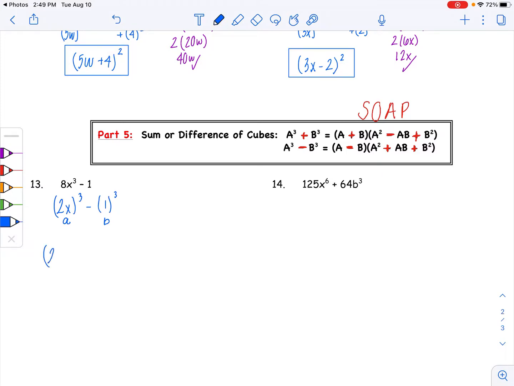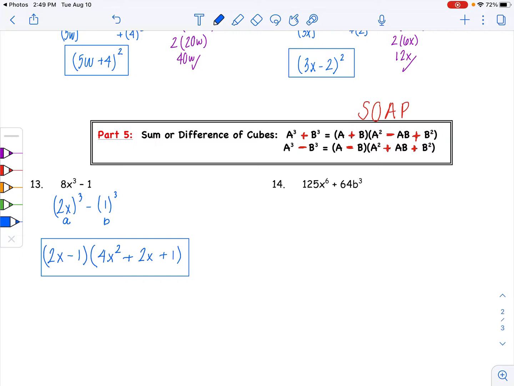Oops, maybe I should write it. Same sign, 2x squared, 4x squared, right, double it, I'm sorry, square it, plus AB times 1 if you want, plus B squared. So there we go. Same sign, opposite, always positive. And make sure you square the first term, multiply, and square.